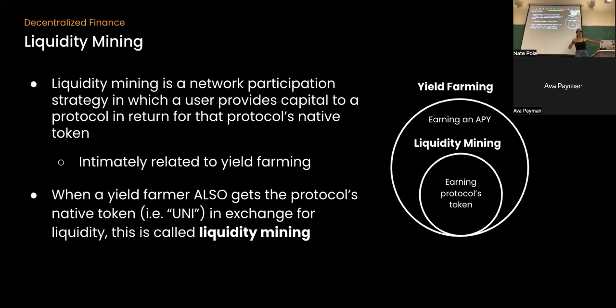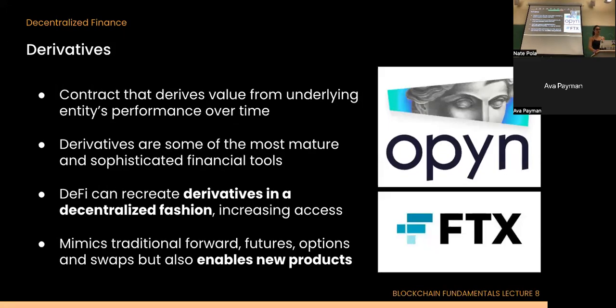And that is called liquidity mining, when I'm basically taking their token as a reward for providing liquidity. So when a yield farmer also gets a protocol's native token in exchange for the liquidity, this is called liquidity mining. So there's a very slight difference between the two, but I wanted to draw the difference there.